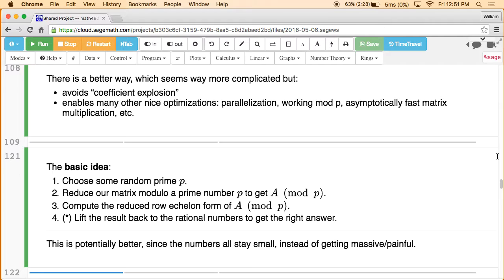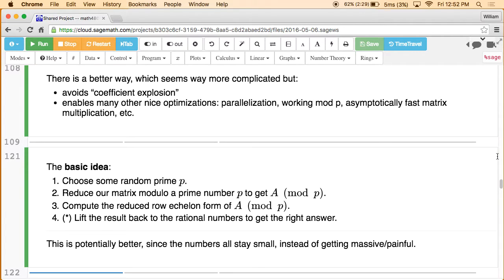So basically, there's a better approach to computing the reduced row echelon form of a matrix over the rationals, and it completely avoids this coefficient explosion. You never do arithmetic with fractions that keep getting bigger and bigger. And it also enables a whole bunch of ideas and optimizations. What we're going to do instead is take our matrix and reduce it modulo a prime number p, and then do exactly what we were doing before, but always working modulo that prime number p. That's really nice because there are no fractions involved.